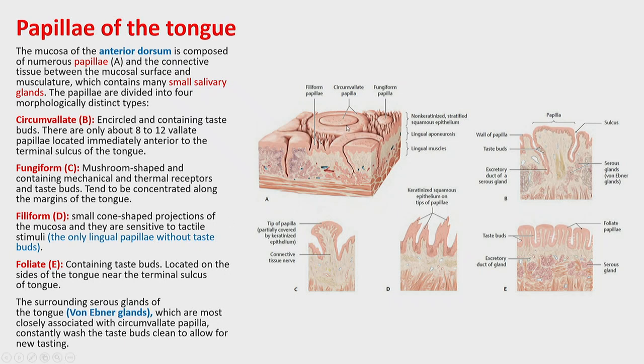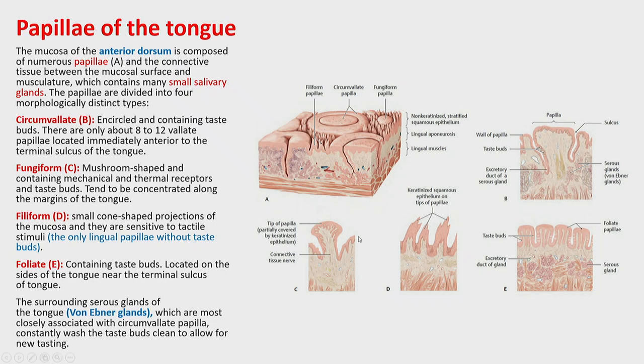As we said, the largest one is the circumvallate or vallate papilla. There are around 8 to 12, with variation in different people, located exactly in front of the sulcus terminalis, or terminal sulcus, and it also contains taste buds. So it's very important for the perception of the different tastes.